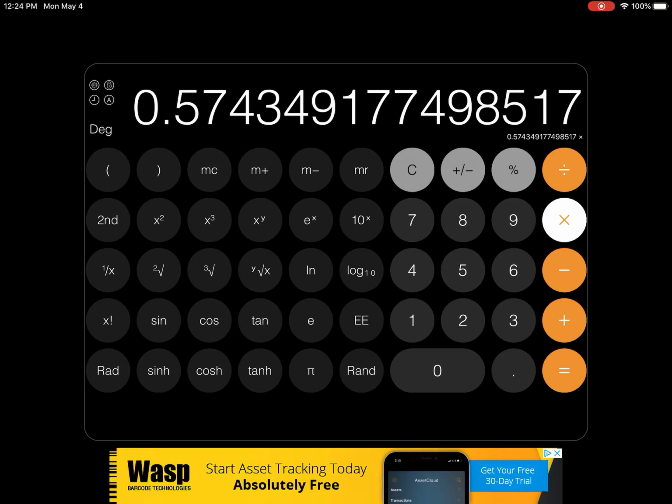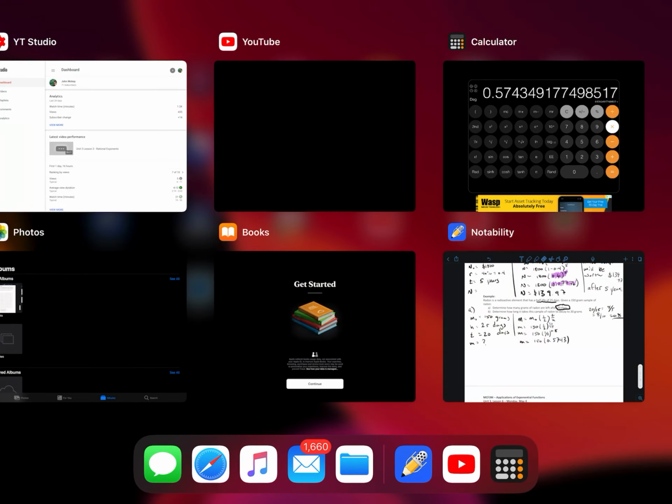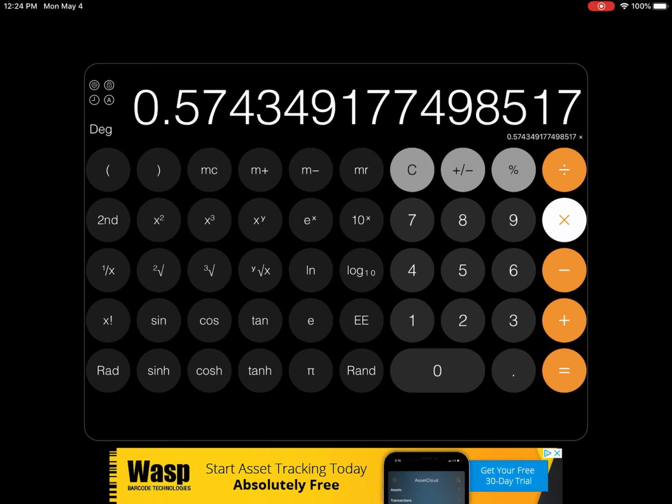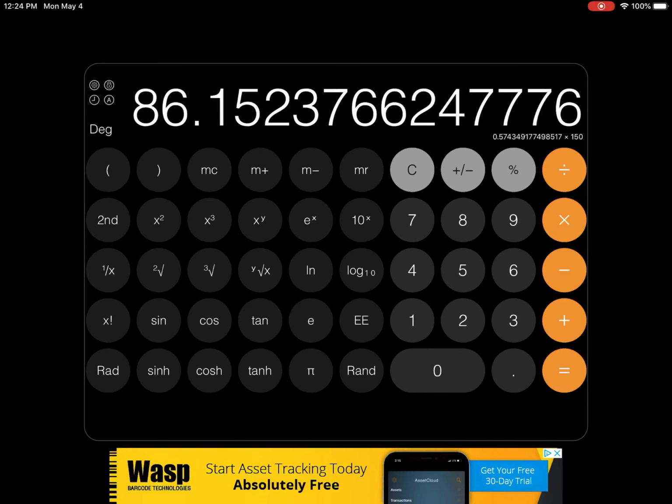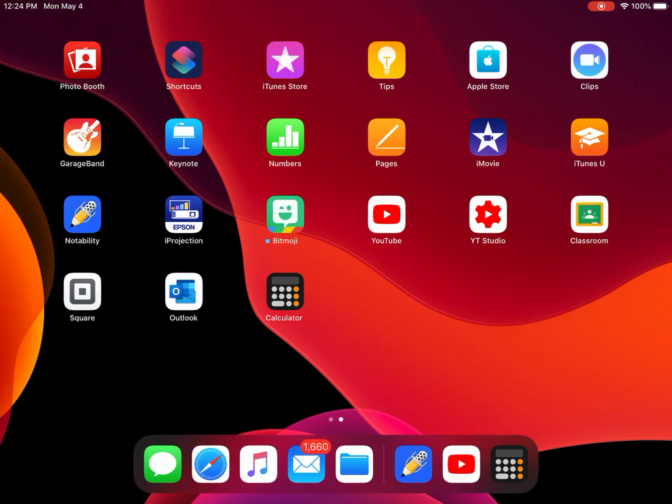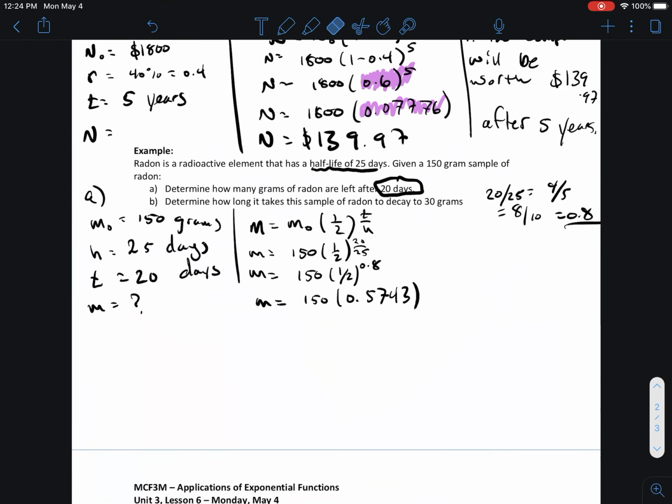So you're going to have to go on here now. I have the full decimal still saved here, which is good, right? So I'm going to take that. I'm going to hit the multiplication key right away. You see it saves the answer there, and multiply that by what our initial amount was, which was 150, right? Let's make sure that's actually it. Yes. So multiply by 150. So it's 86.15 grams left.